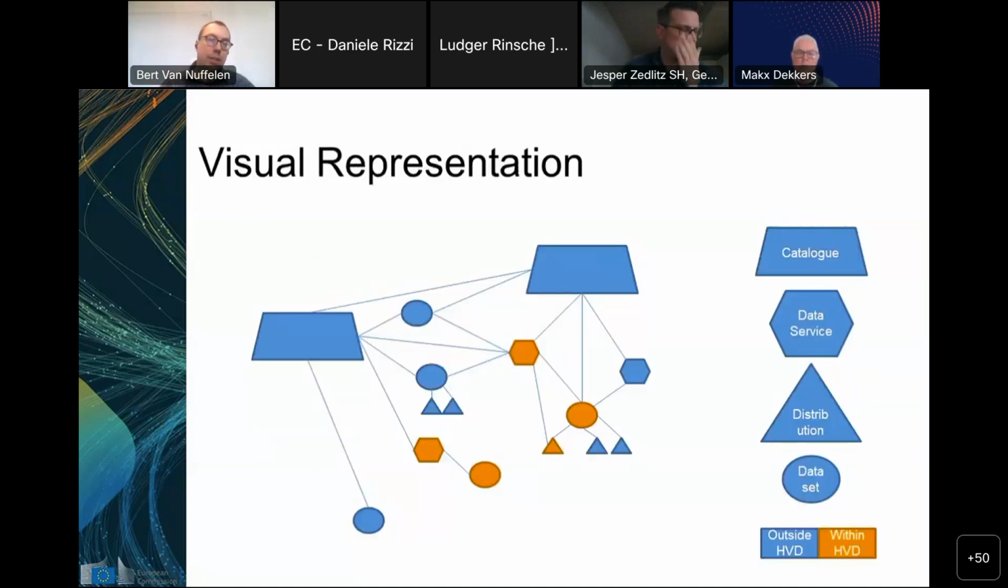That would mean as follows. So that is the visual representation. There have been annotations made on the individual datasets, distributions and services. And then a member state would say, okay, I provide you a catalog which points towards the different entities, and that's my responsibility. So to the reporting authority, I provide the yellow one.